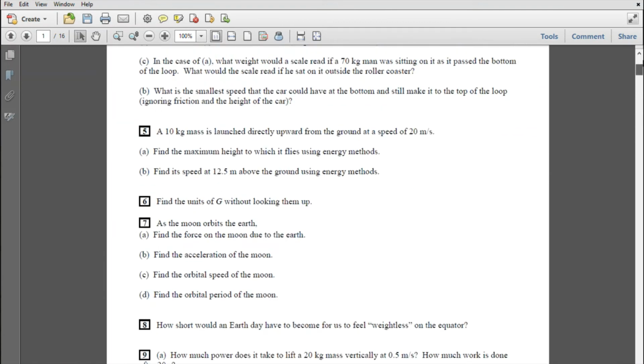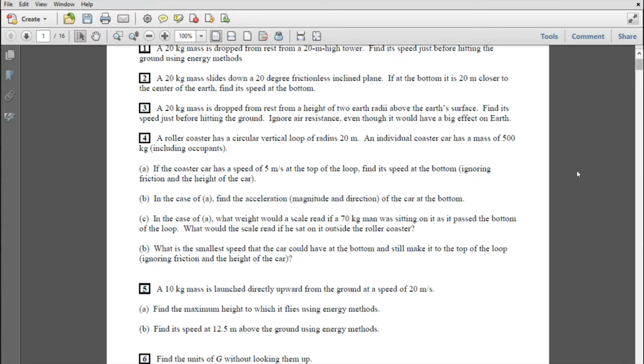Part C. In the case that was described in part A, what weight would a scale read if a 70-kilogram passenger was sitting on it and passed the bottom of the loop? So let's imagine the person sitting on the scale, all of their weight is on the scale, their feet aren't on the ground, but they're sitting off of the ground, so they're only touching the scale.